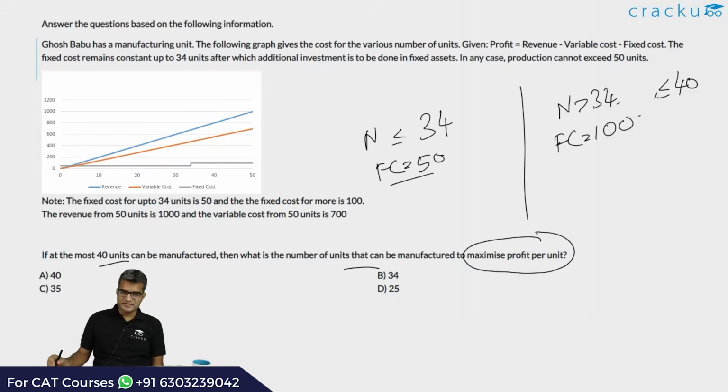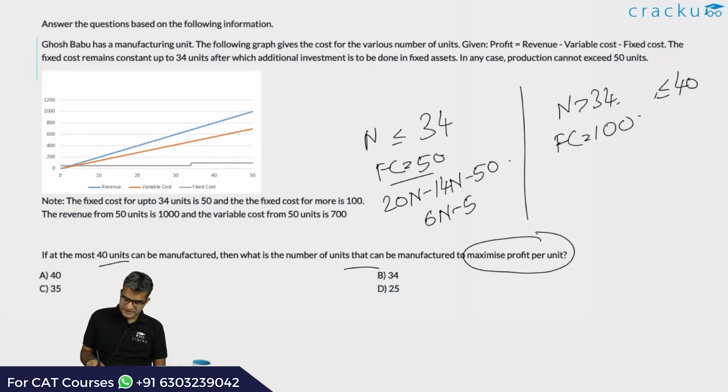In this case, what is the profit? The profit again is revenue, which is 20n, minus the variable cost, which is 14n, minus the fixed cost, which is 50. This is 6n minus 50. This is the total profit. So what is the profit per unit? It will be divided by n. This is equal to 6 minus 50 by n.